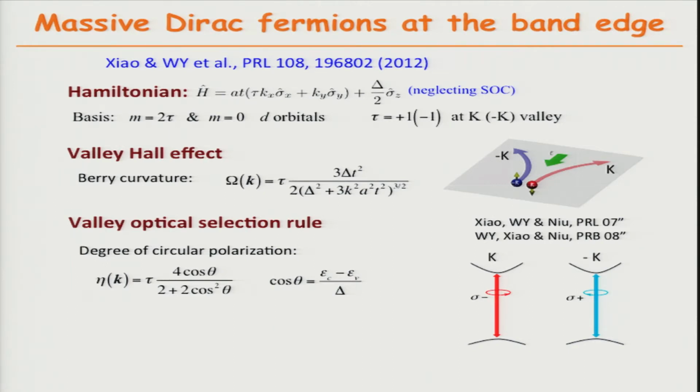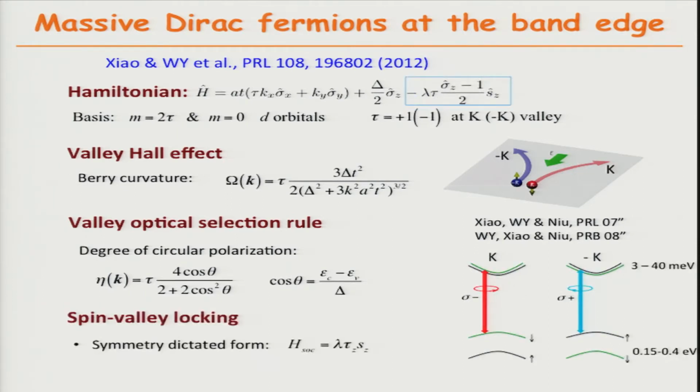Also, there is this valley optical selection rule. The interband transitions at K and minus K couple only to circularly polarized light, but with opposite helicity. So now you can use this selection rule to selectively excite electron-hole pairs in either K or minus K. And in these transition metals, we have a very strong spin-orbit coupling.